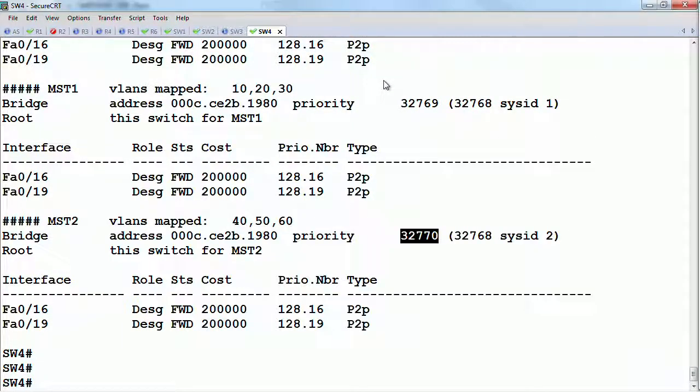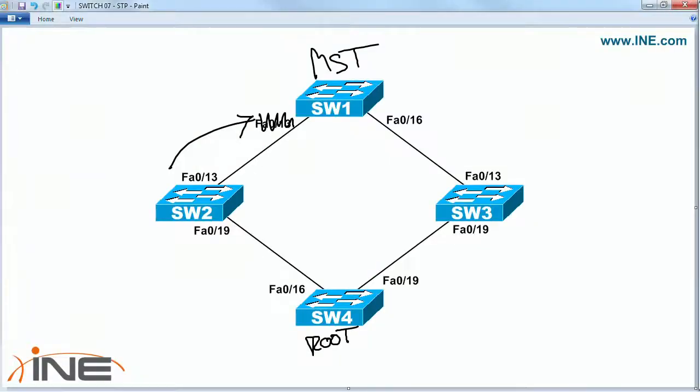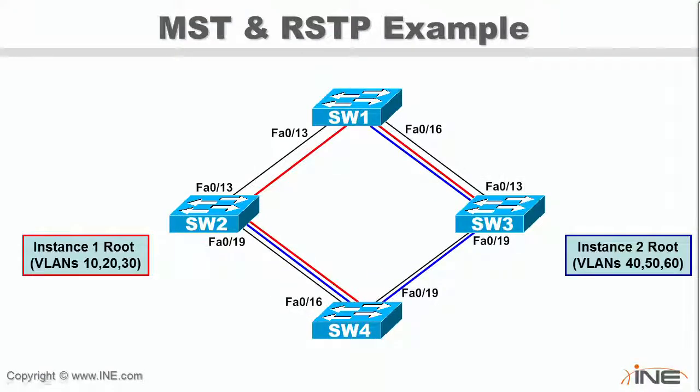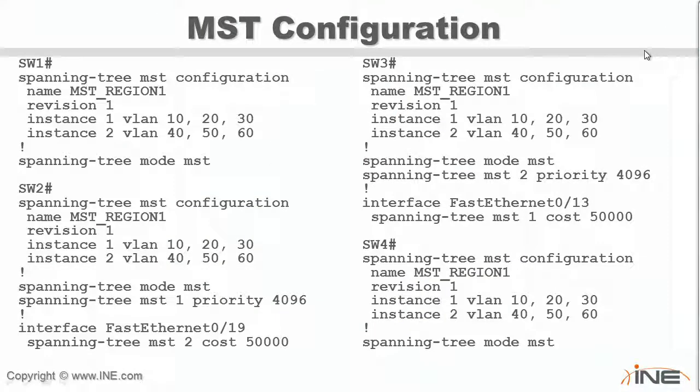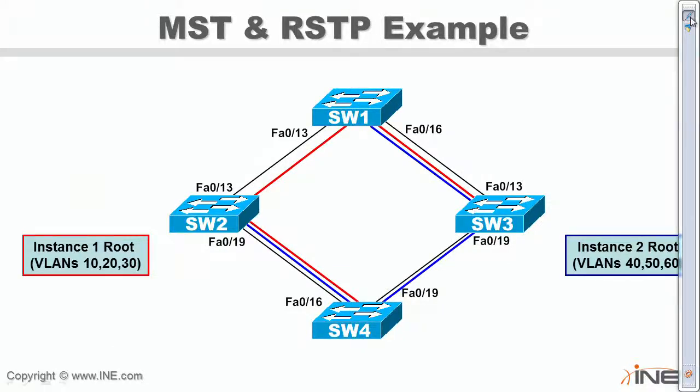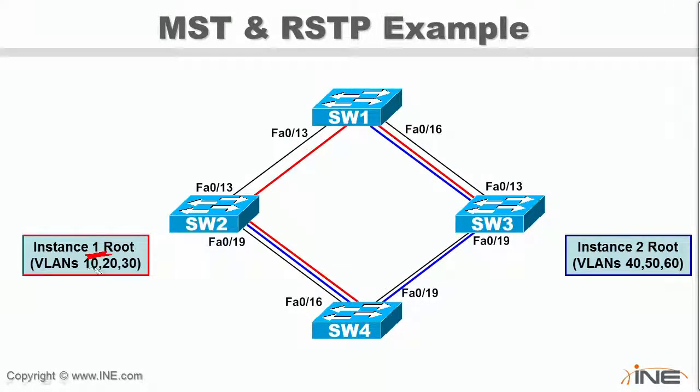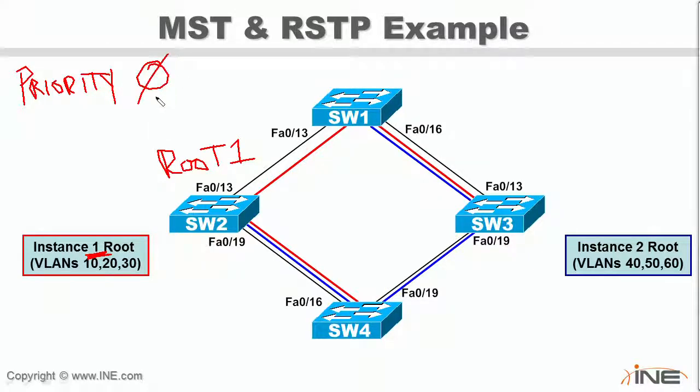But now the key is that from here on out, if I wanted to change the topology, I'm going to be changing it on a per instance basis as opposed to a per VLAN basis. If I wanted switch 2 to be the root bridge for this first instance, what would I want to change? I would change the priority. So if the priority is lower on switch 2, if I set it to 0, for example, that would be the best priority, and it should say that I'm going to be the root for that particular instance.